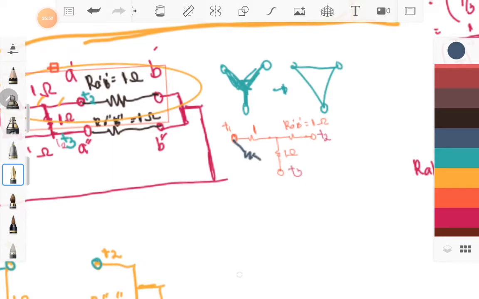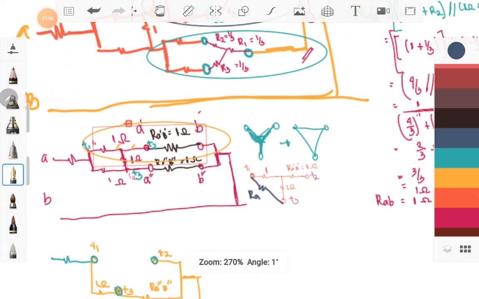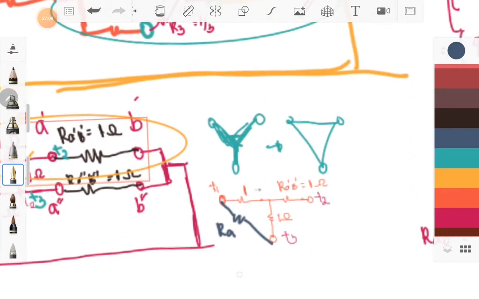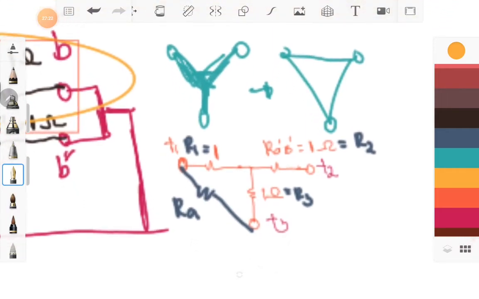So this will be your delta 1. This I will indicate as my RA. We indicated this 1 ohm, which I will indicate as R1, this as R2, and this as R3. So you already have your RA, your RB, and this will be your RC.